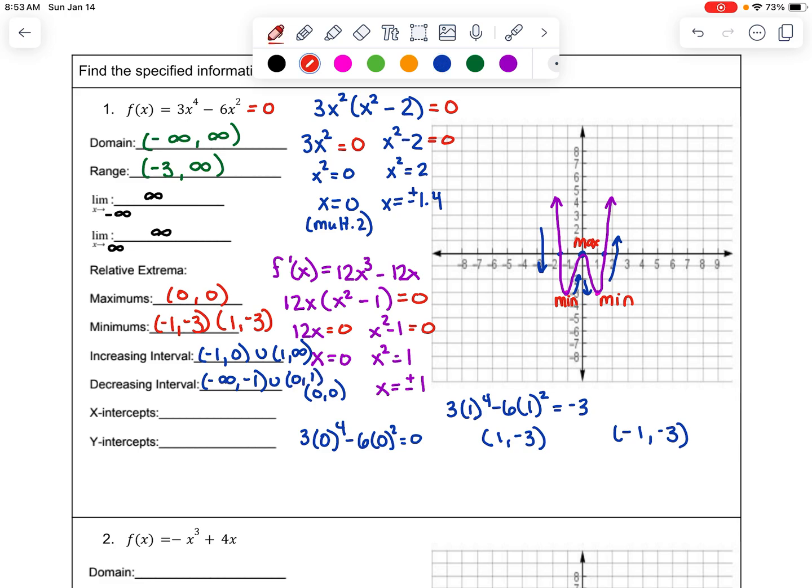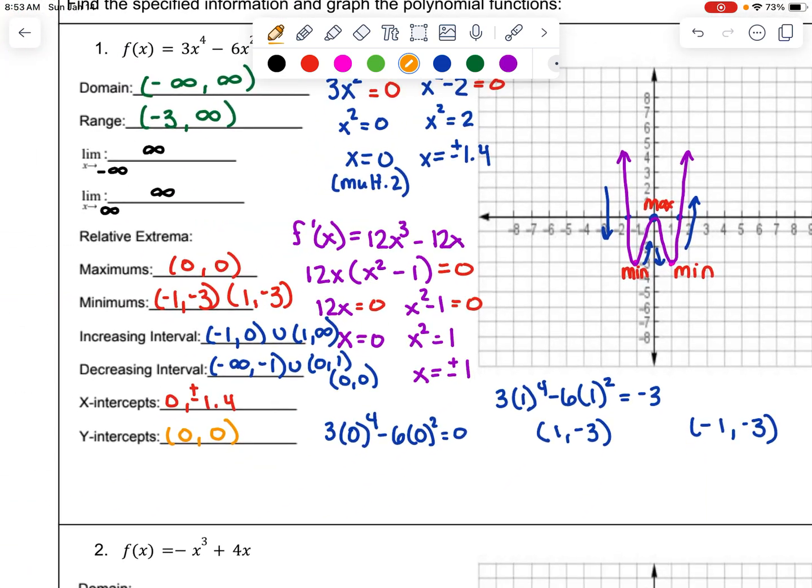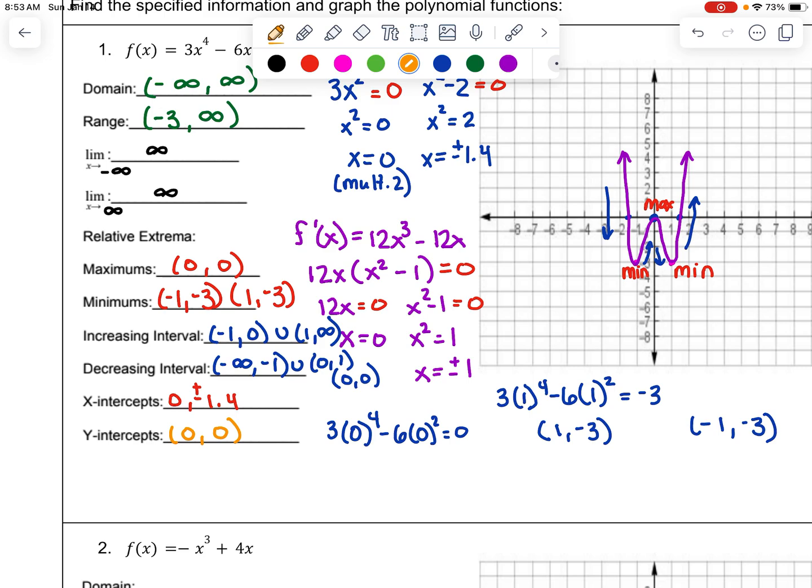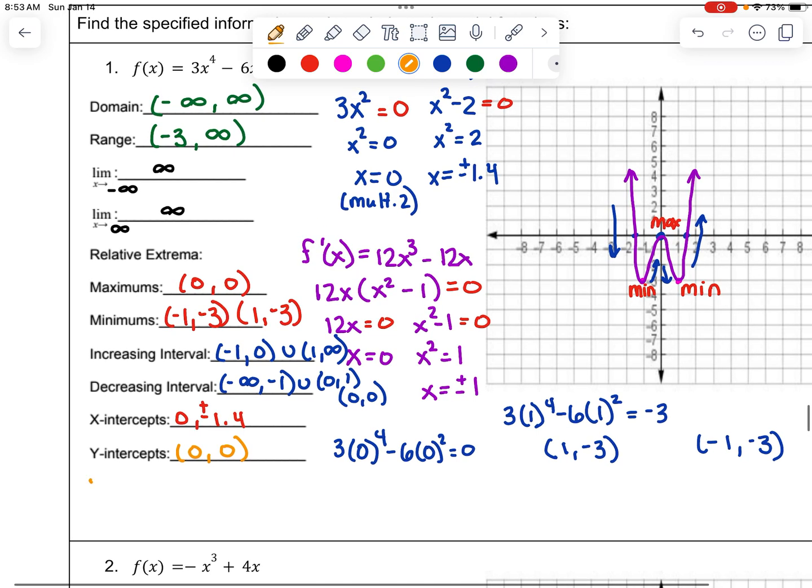x-intercepts, I'm just going to list them out. Those are the numbers we found. And our y-intercept in this picture would be 0, 0. If you don't have a y-intercept, like it doesn't come out exactly at a point, you can always just plug 0 into the original one to figure that out. Okay?